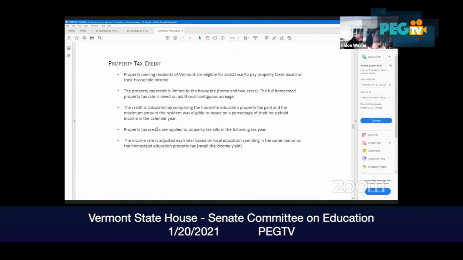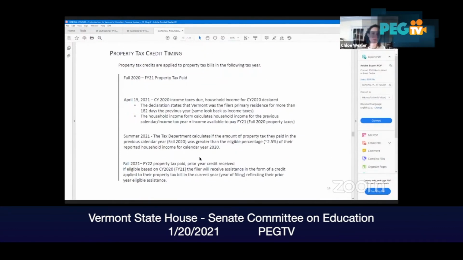Here's the next kicker, which we're going to talk about, is that the property tax credits are applied to property tax bills in the following year, which is something that I'm sure you guys have heard about. And I sort of wanted to give an example of this property tax credit timing and how this works in our system. So I'll take myself as an example. I just paid my property taxes in the fall of 2020. I was essentially paying my property taxes to support fiscal year FY21 taxes, and to run schools from September 2020 to June 2021.